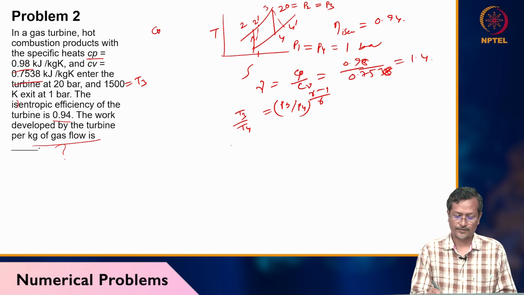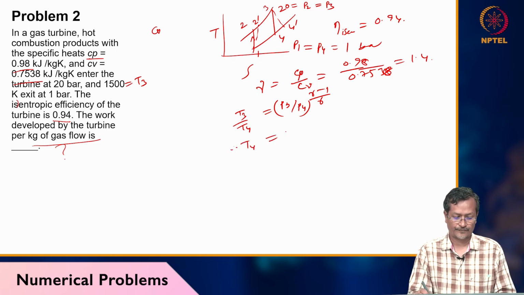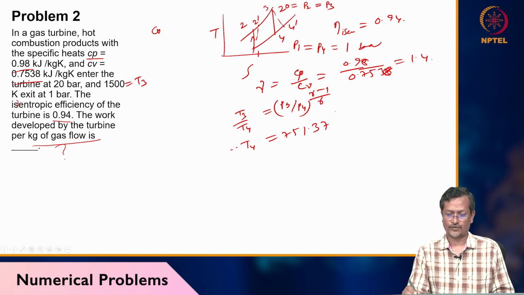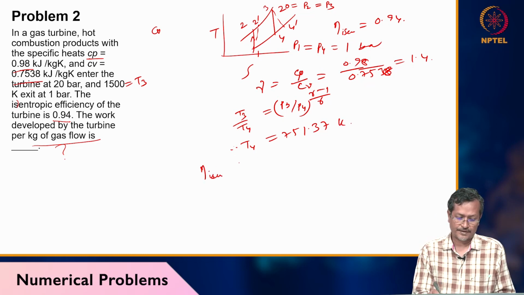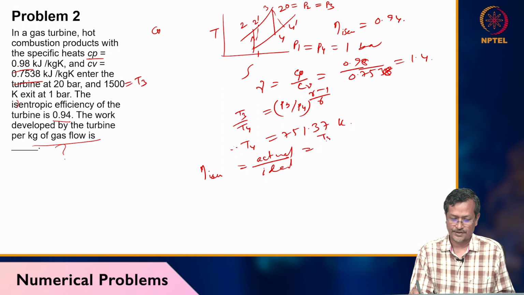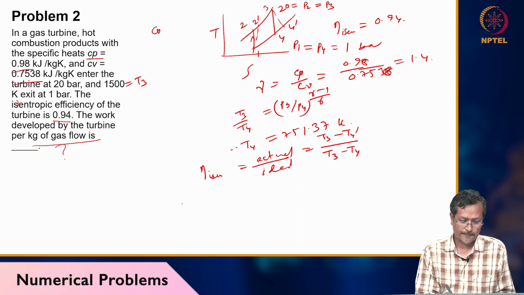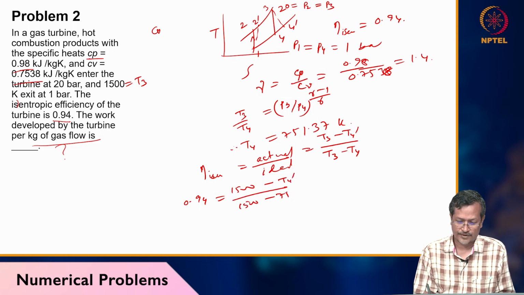So this value will be giving T4 equals 751.37. You see the previous calculations, same way you can calculate. Okay, eta isentropic equals actual output divided by ideal, so T3 minus T4 dash over T3 minus T4. So this will be giving 0.94 equals 1500 minus T4 dash over 1500 minus 751.37.